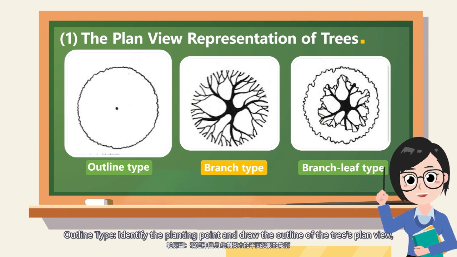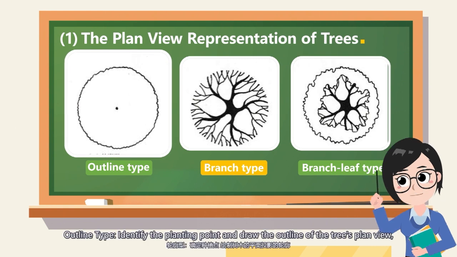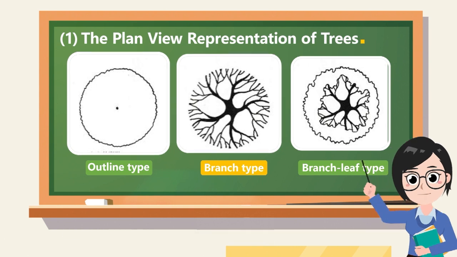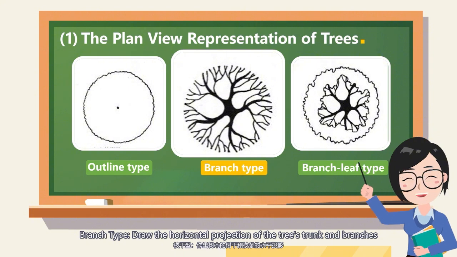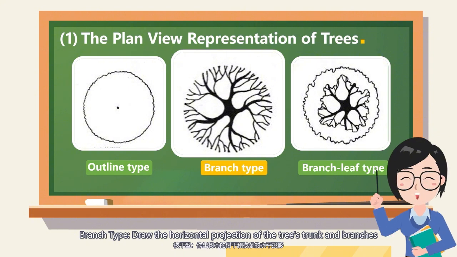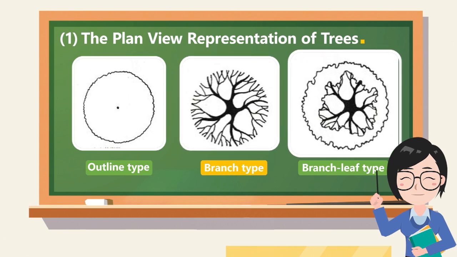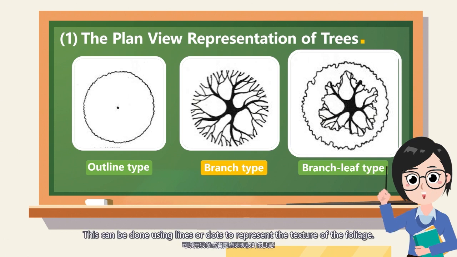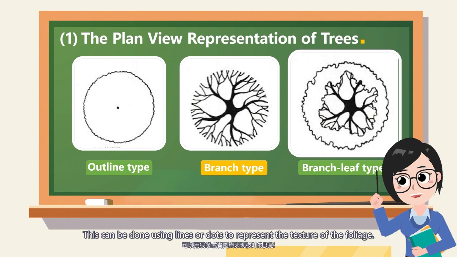Outline type. Identify the planting point and draw the outline of the tree's plan view, which can be circular, or with angular or concave features. Branch type. Draw the horizontal projection of the tree's trunk and branches using lines of varying thickness to represent the different parts of the tree. Branch leaf type. Add the projection of the plant's leaf clusters to the branch type. This can be done using lines or dots to represent the texture of the foliage.